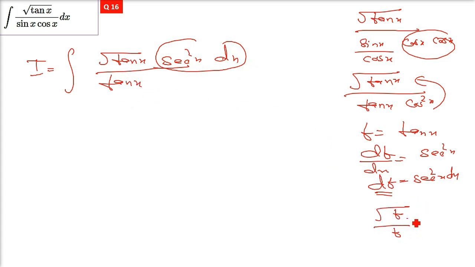So t raised half in the denominator is t raised 1. When t raised 1 goes up, it becomes t raised minus 1, and half minus 1 is t raised minus half. So t raised minus half is what you get. Let me write it directly. It becomes t raised minus half.